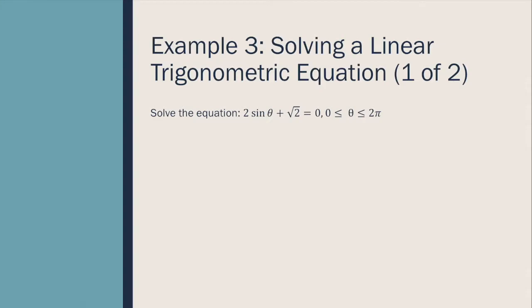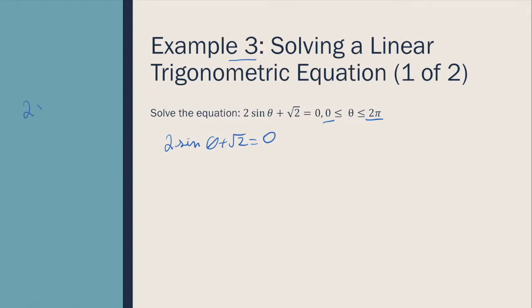Next, let's take a look at example 3. So we're going to solve a linear trigonometric equation. We're going to solve the equation 2 sine of theta plus the square root of 2 equals 0, given that our theta has to be between 0 and 2 pi. So if I have 2 sine of theta plus the square root of 2 equals 0, what's the first thing I might want to do?